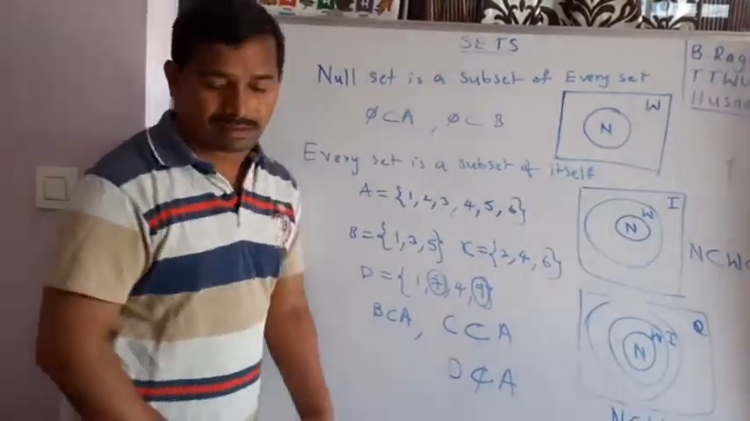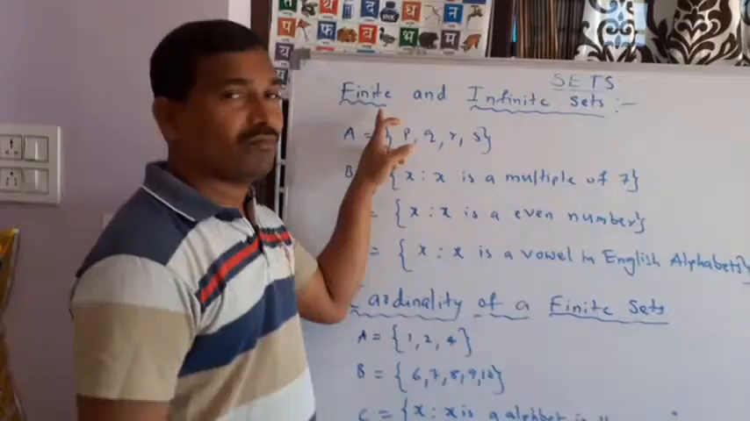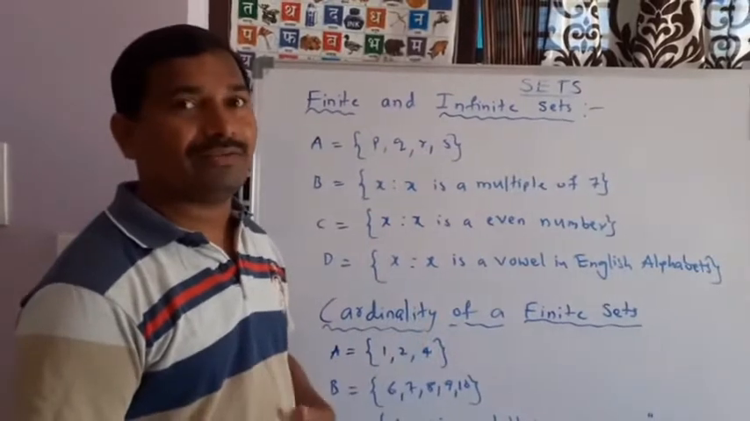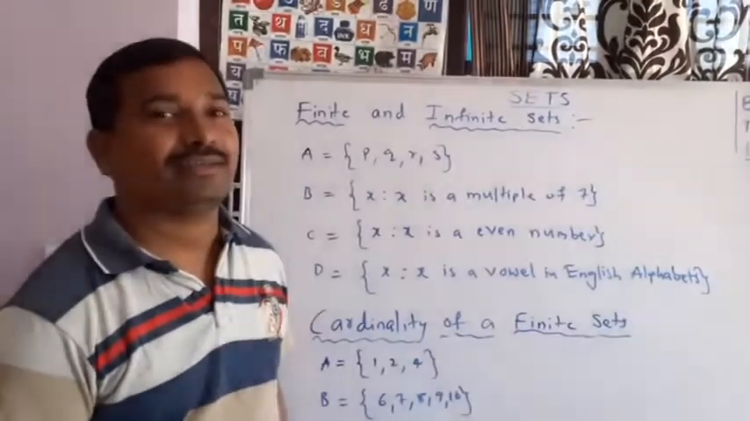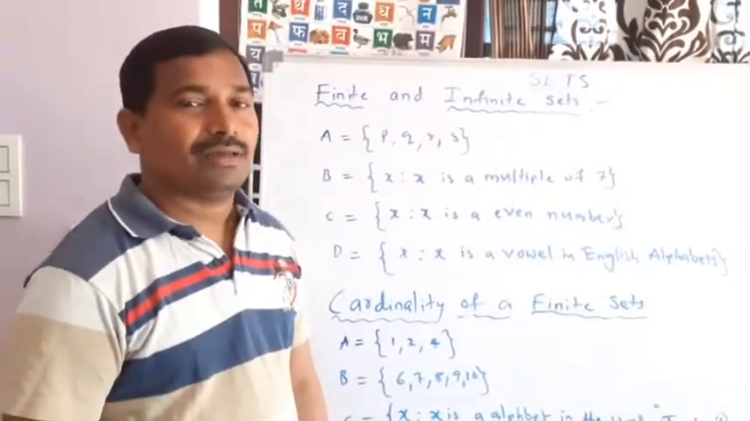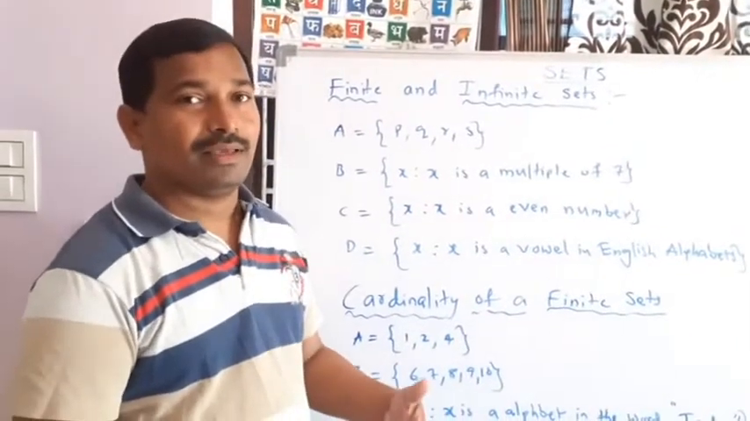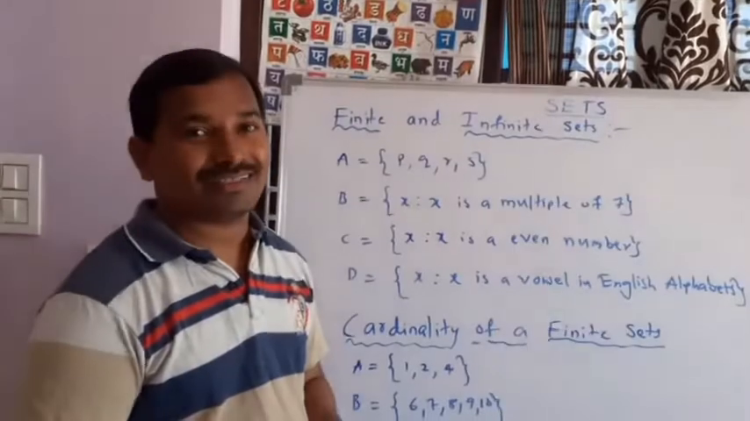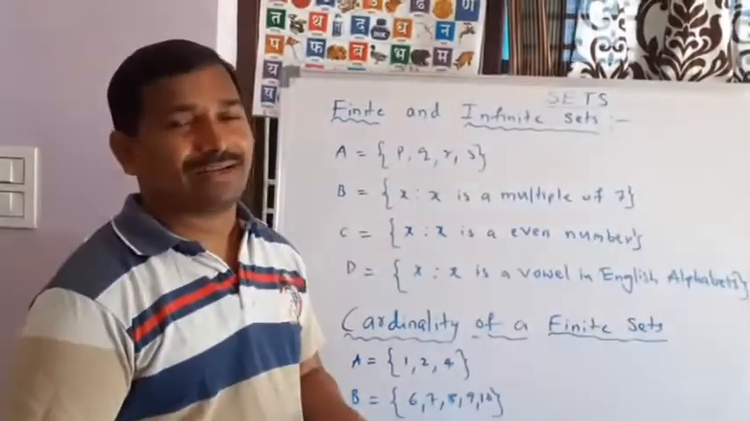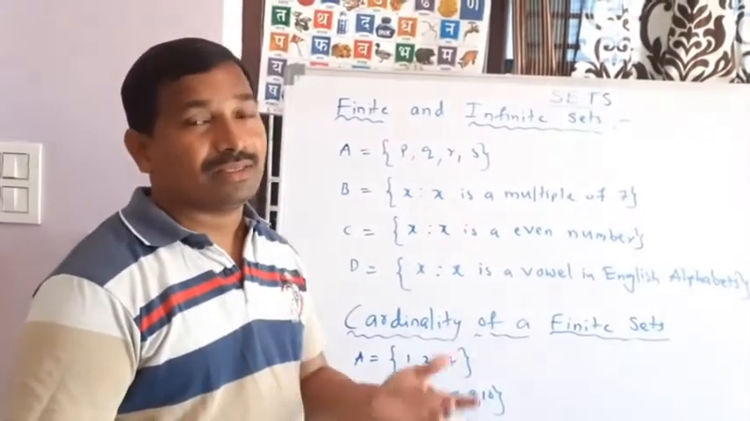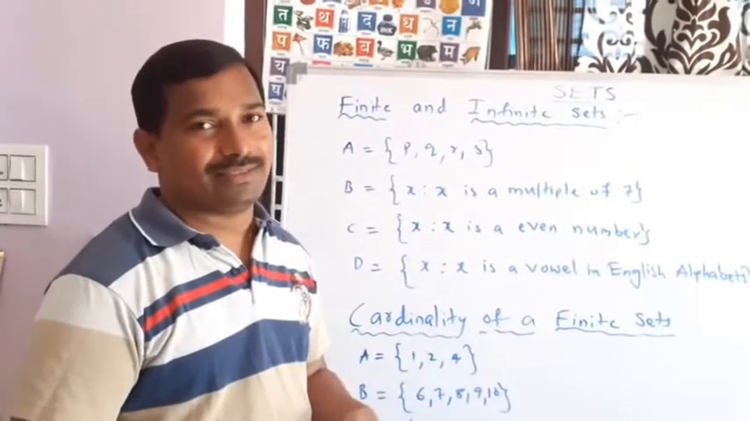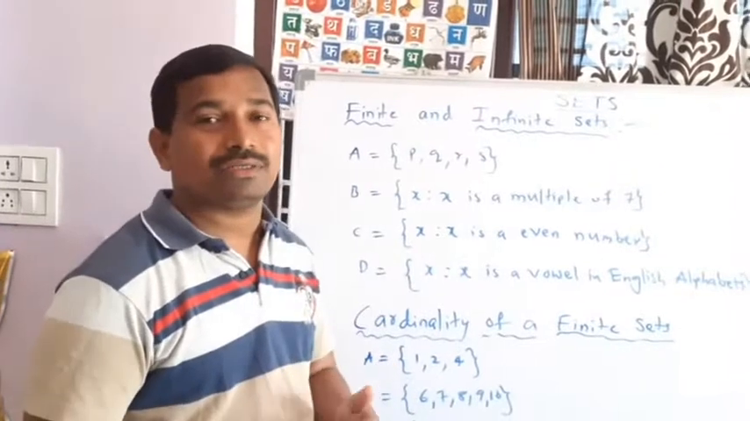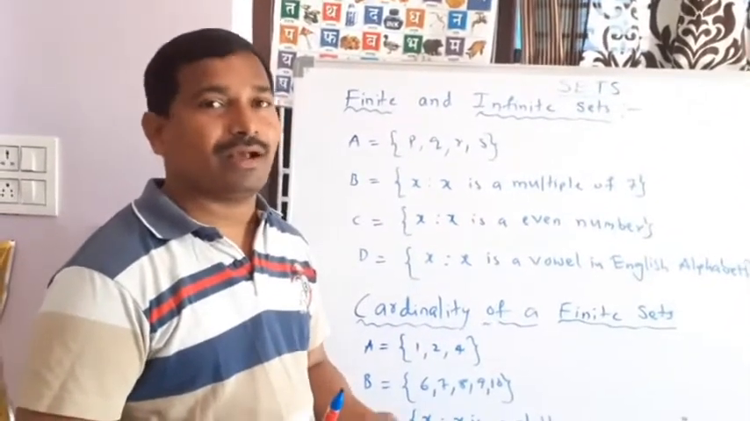Okay? Thank you. Finite sets and infinite sets. What do you mean by finite and infinite? For example, if you look at the sky at night, can you count the stars? So we cannot count. So the stars are infinite. And if you see the books in your shelf, you can count.